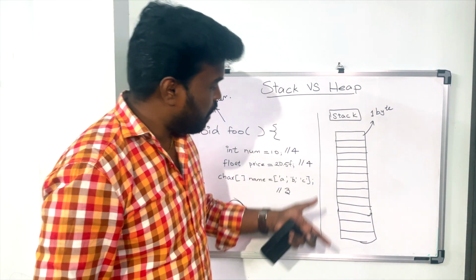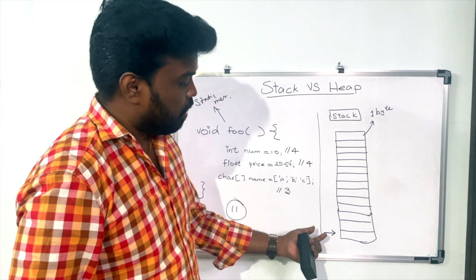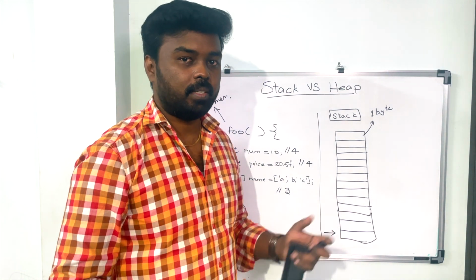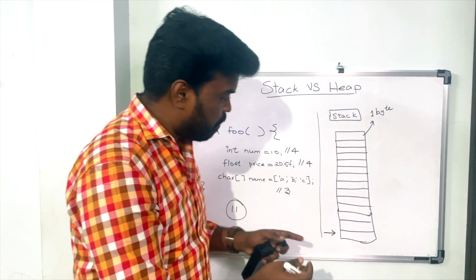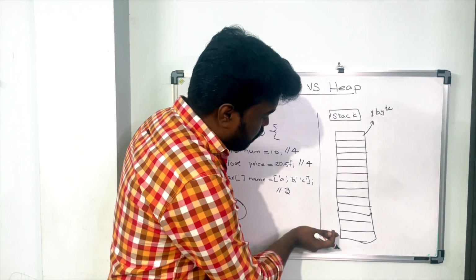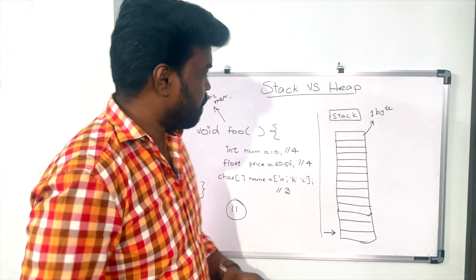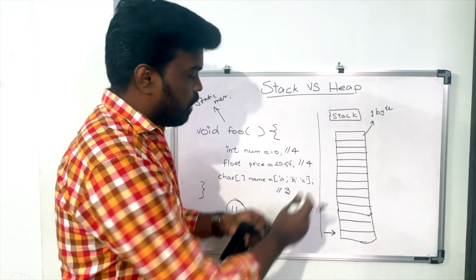Now a stack usually also has a pointer which points to the next available space in the memory. So when you declare some variables, it allocates some memory in the stack and then it moves the pointer, the offset, to the next available space in the stack. Now let's see how these variables get allocated in the stack.